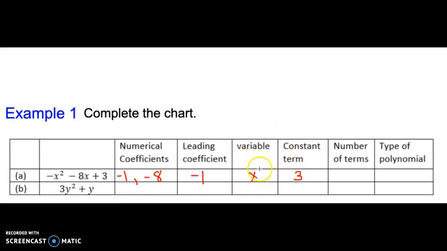The number of terms in this polynomial are, well, we have negative x squared, so that's 1, negative 8x, that's 2, and positive 3. So we have 3 terms. And the type of polynomial is a trinomial.